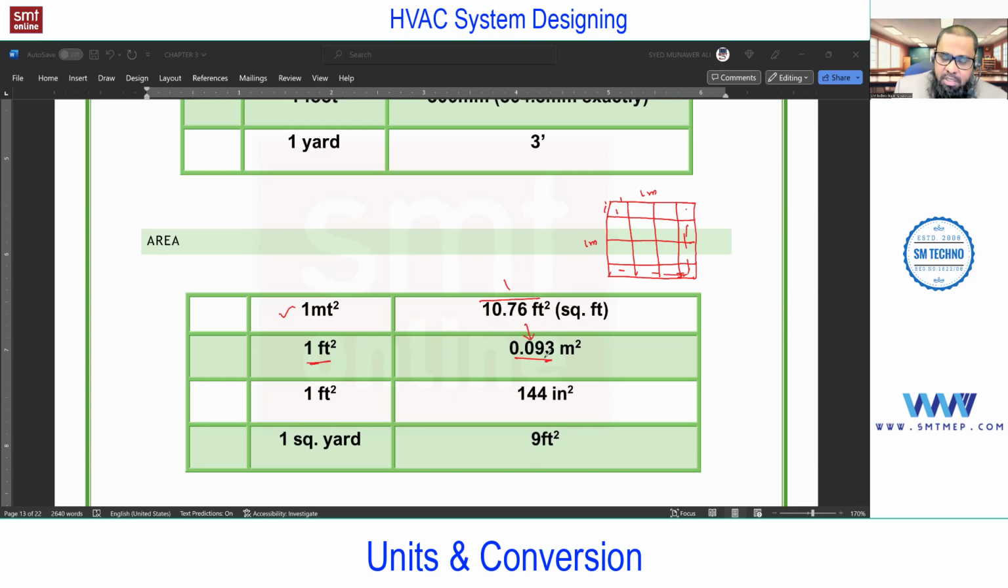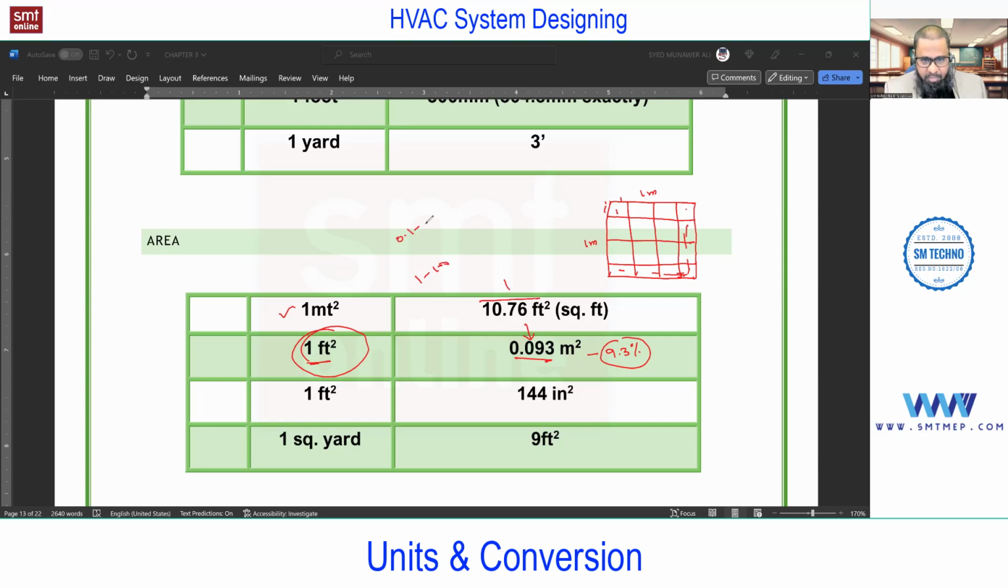But practically, for understanding point of view, it means 9.3%. It means 1 square foot is 9.3% of 1 square meter. Means this box, or just for understanding, 1 square foot in terms of square meter is 9.3%, because 1 is 100%.